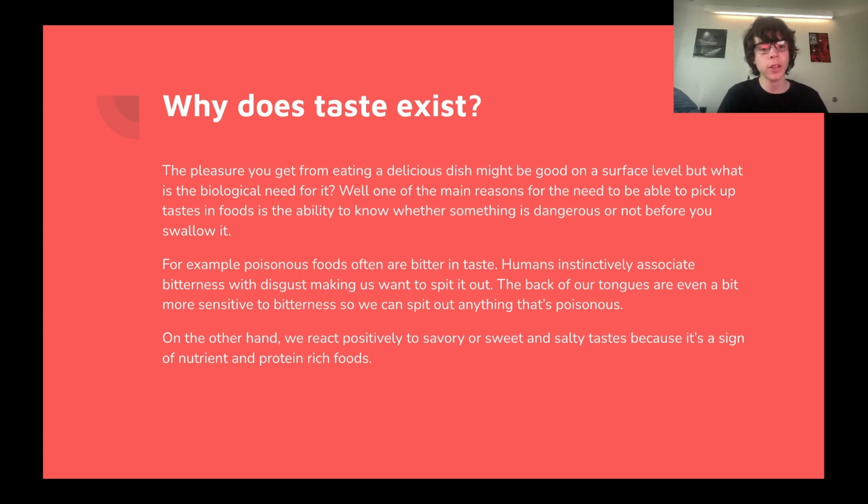The back of our tongues is even a bit more sensitive to bitterness, so we could reflex spit out anything that is poisonous, or throw it up. On the other hand, we react positively to savory, sweet, or salty tastes because they are a sign of nutrient and protein-rich foods.